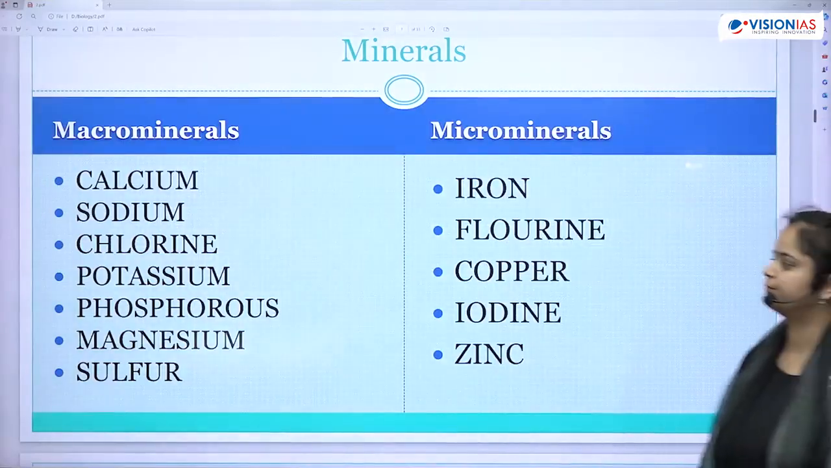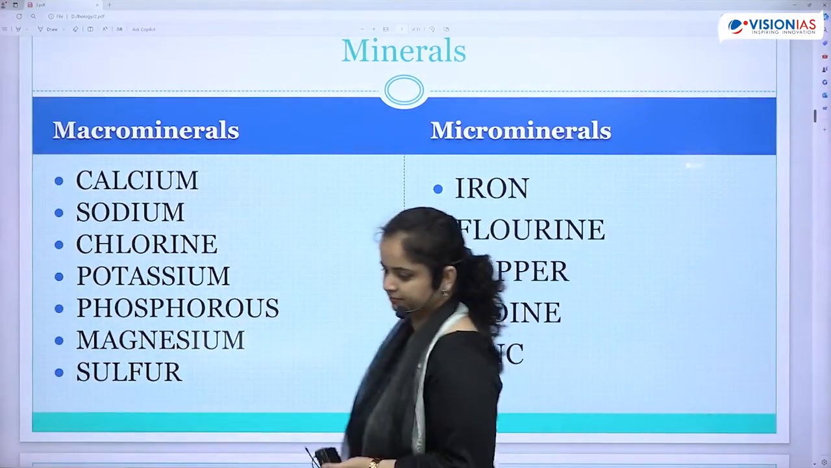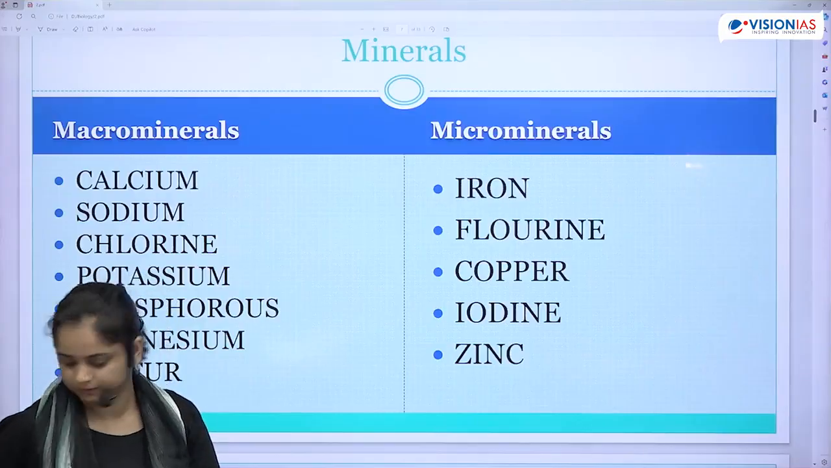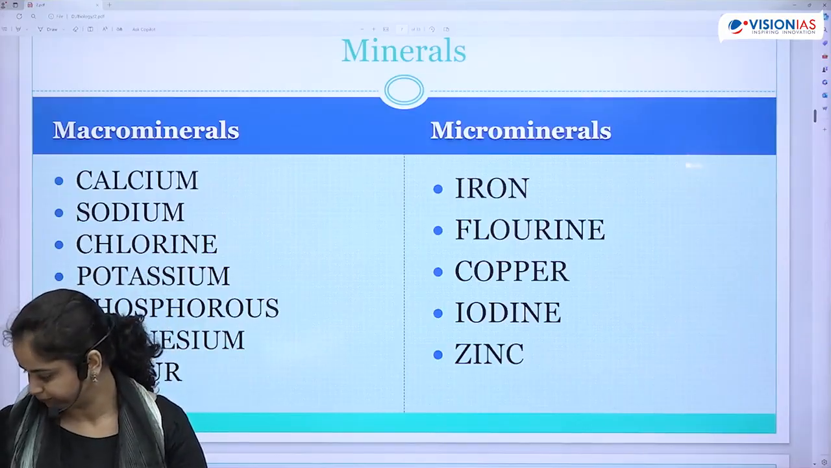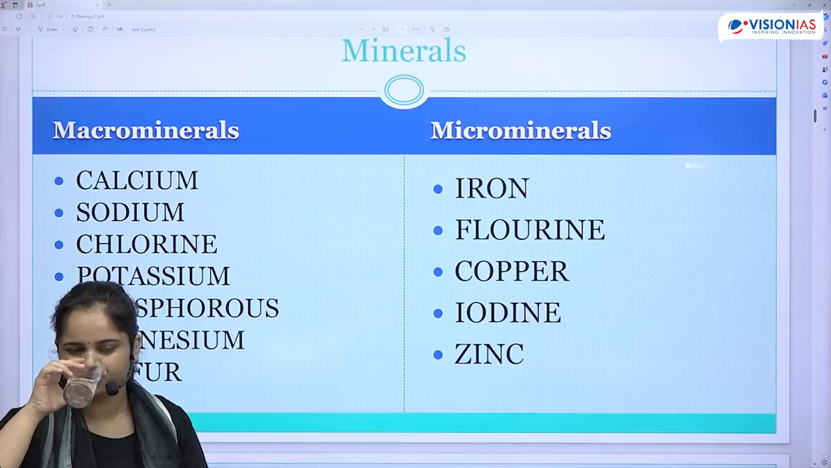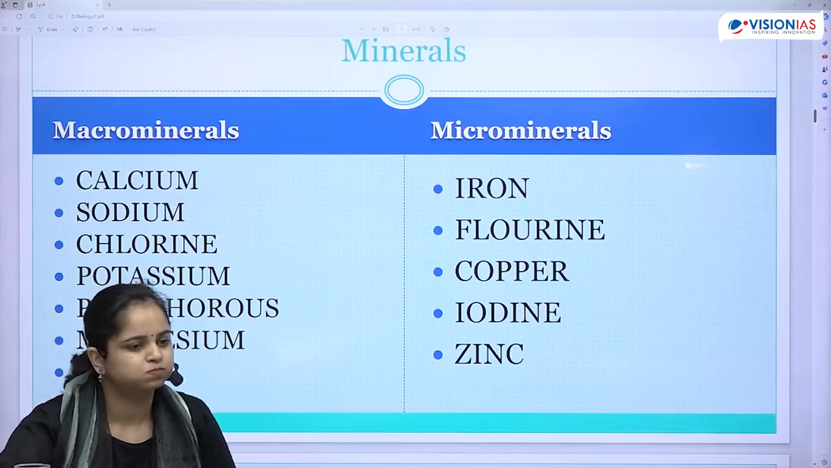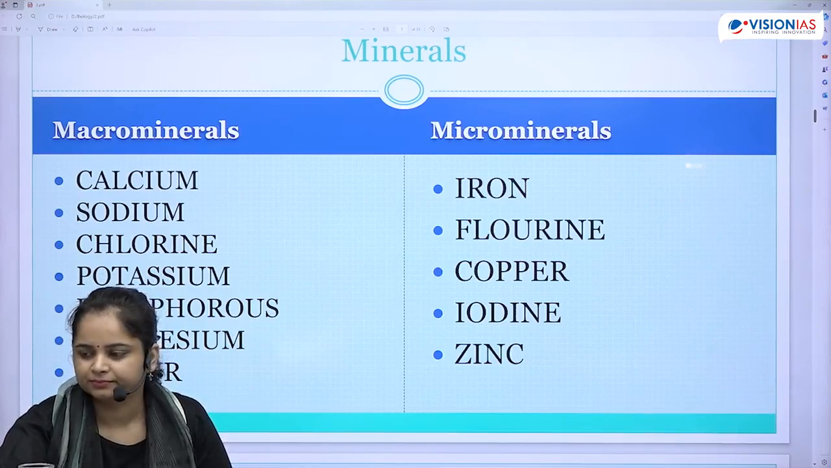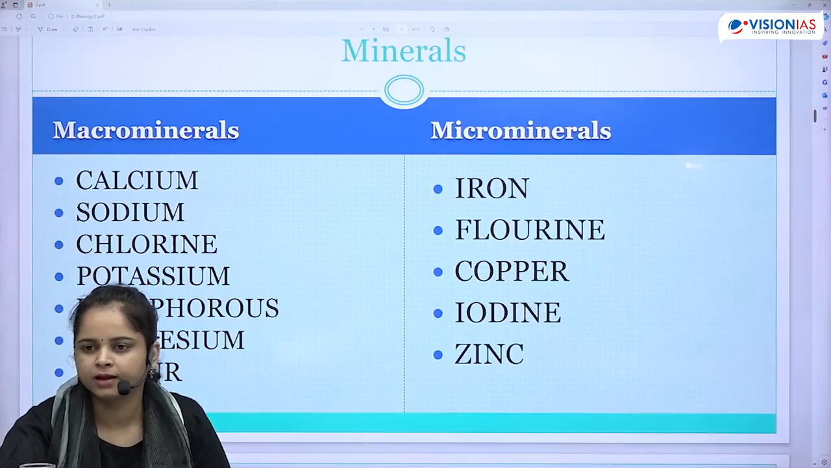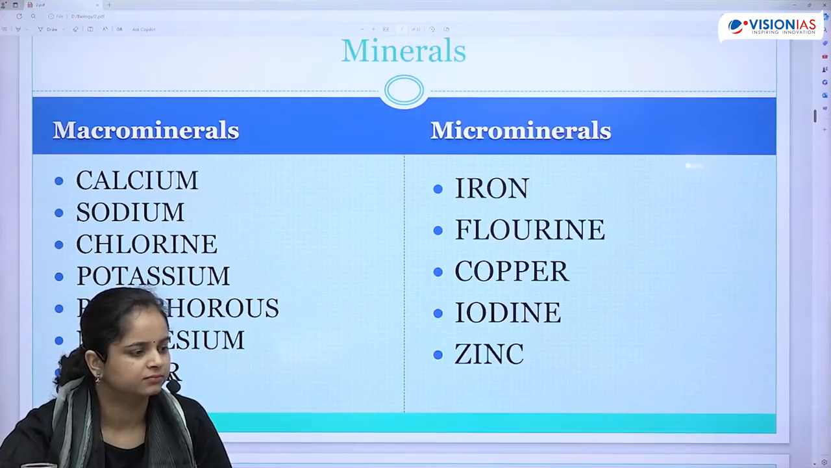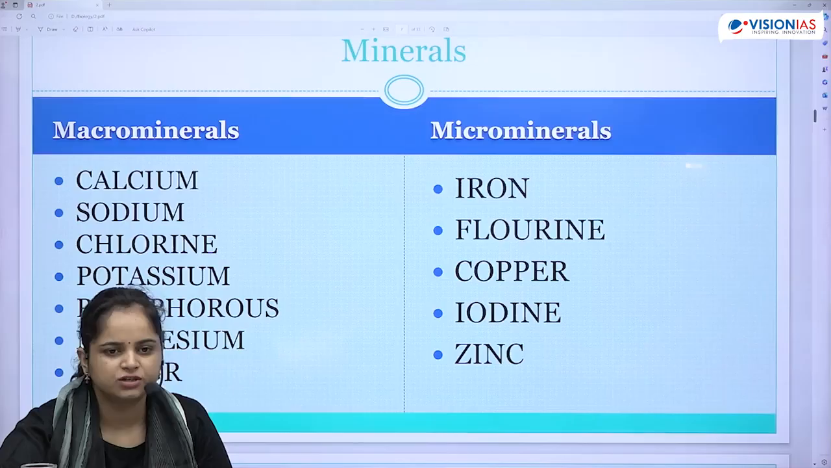Next, you have potassium. Sources: most fruits and vegetables. And its deficiency leads to muscle weakness.